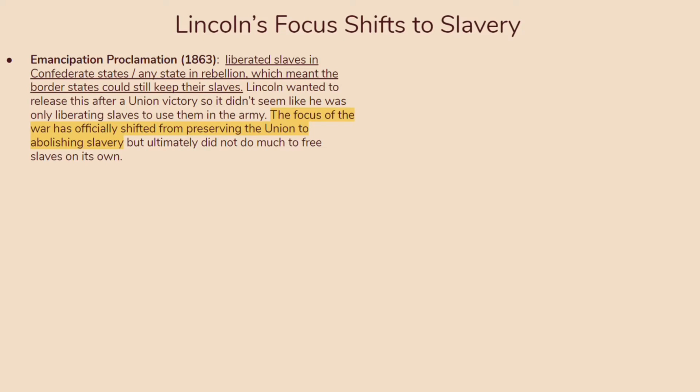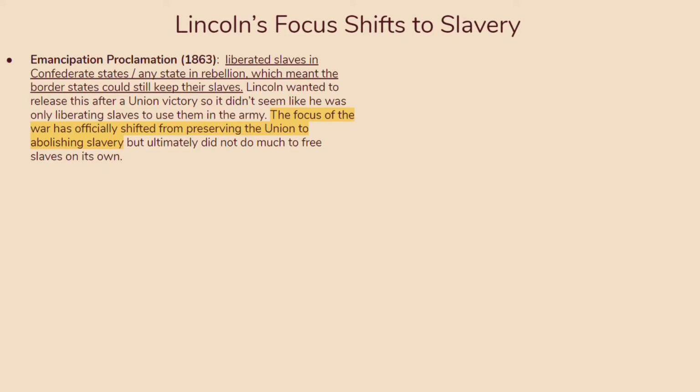He wanted to release this after a Union victory, specifically because he didn't want it to seem like he was only liberating the slaves to use them in the army, that he was only guaranteeing the slaves' freedom because he would personally gain from it. He wants to make sure that he's coming across as, I want to abolish slavery on moral grounds, not just for my own benefit.